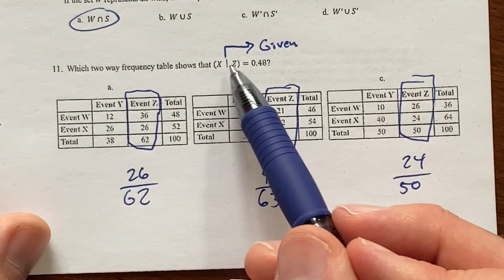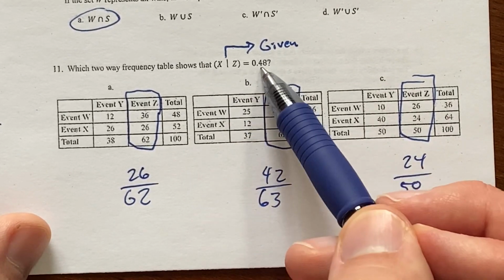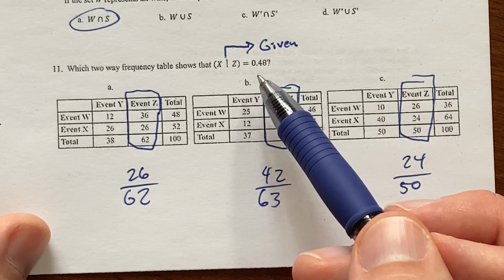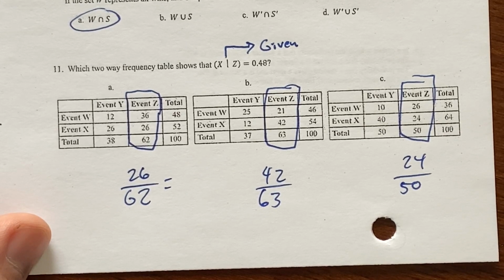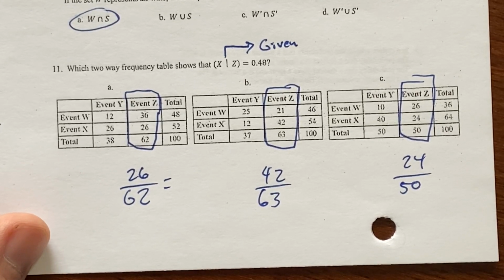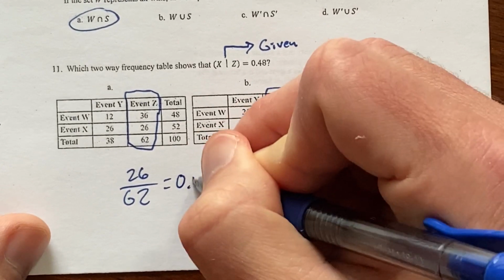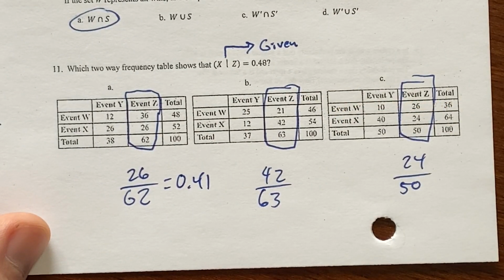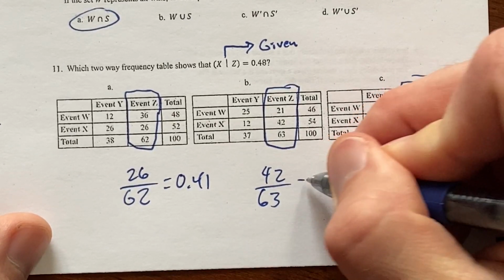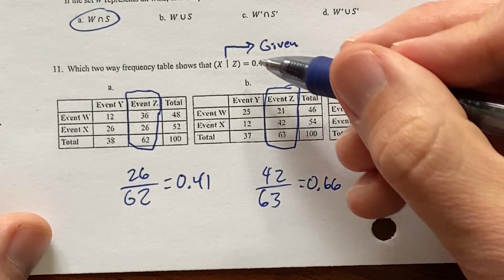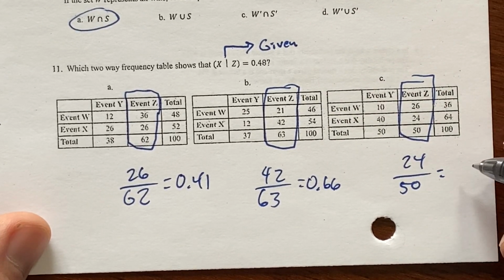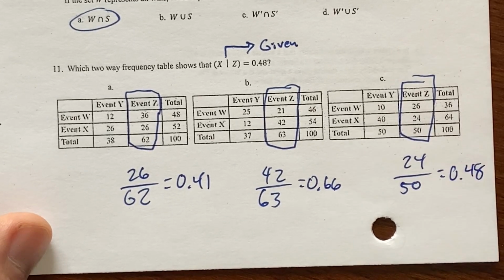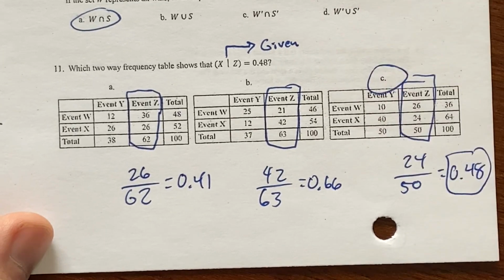And we want to know which one of those X given Z's, we wrote all the fractions, which one equals 0.48. Okay, so punch that in your calculator. Quickly, 26 divided by 62 is 0.41. Does 0.41 equal 0.48? Nope. Next one, 42 divided by 63, that is 0.66. Does that equal 0.48? Nope. Hopefully it's this next one. Punch that in our calculator. We do get 0.48. So C is my correct answer.